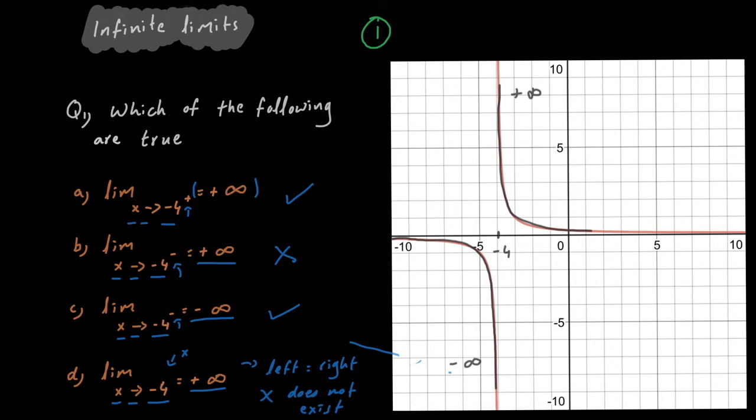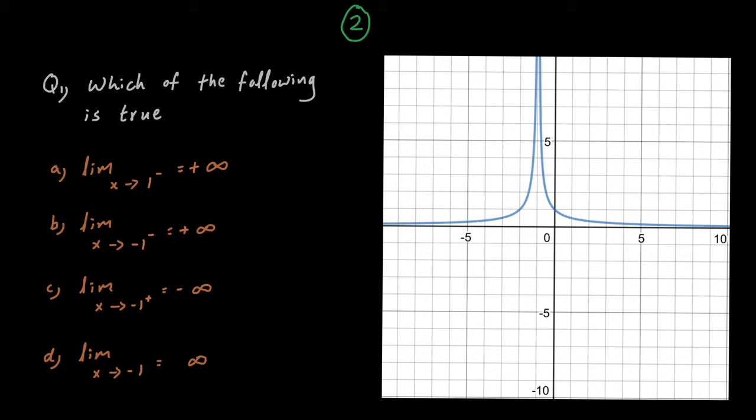Let's look at another question. Which of the following is true? Part A, limit as x approaches 1 from the negative side is equal to positive infinity. Let's see. As x approaches 1 from the negative side, so this side, as we come from here, it is not reaching positive infinity, it is simply reaching 0.5. Now this was a trick question where the examiner expected you to confuse 1 with negative 1 from the negative side, but it was simply 1 from the negative side, which is different. So we'll simply say it's not true.